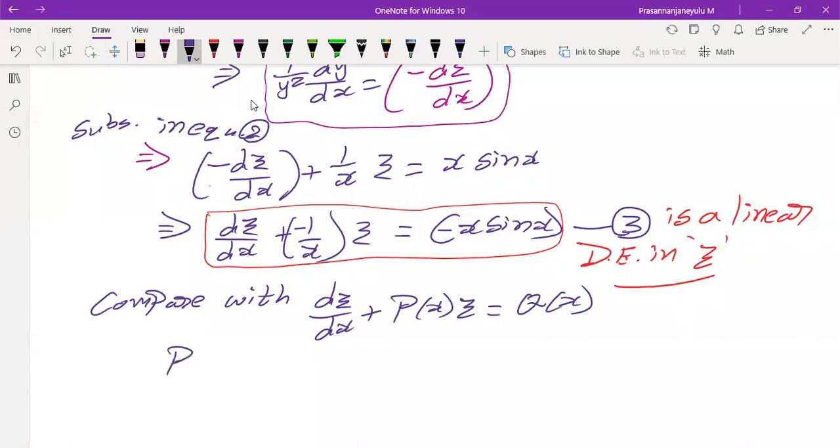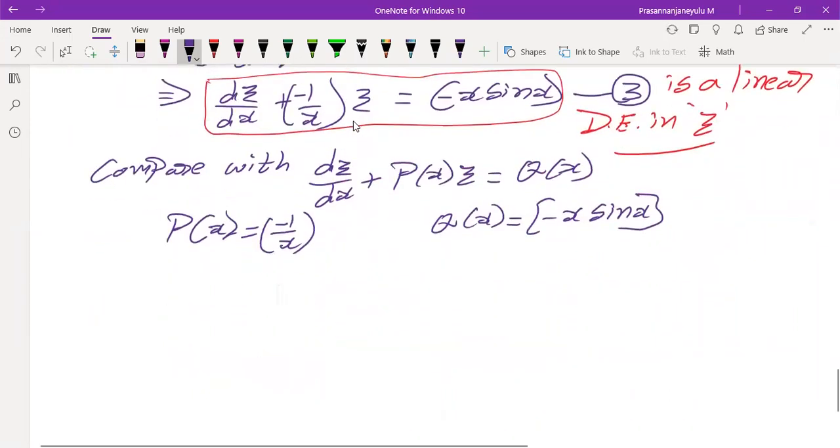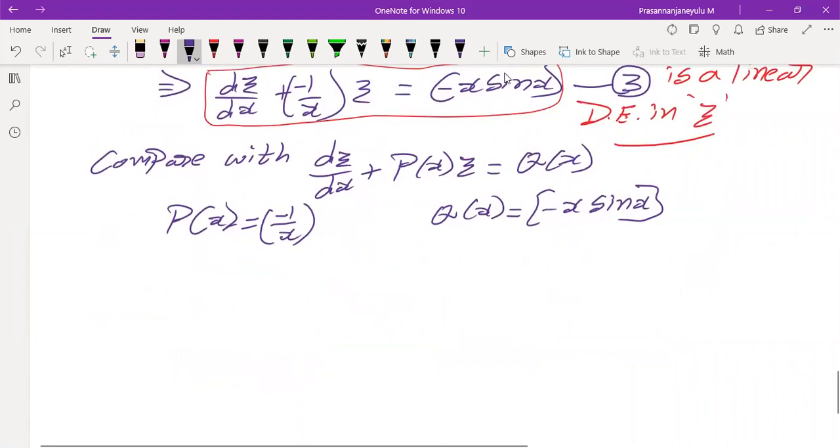So what is p of x here? It is the Z coefficient in equation number 3, in the left hand side second term, minus 1 by x, and q of x equals to minus x into sine x. Now forget about our problem. Equation 3 is a linear differential equation in Z. This general solution we need to find.